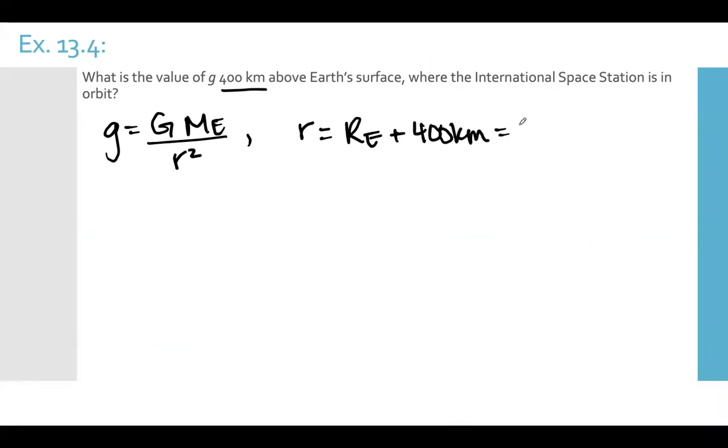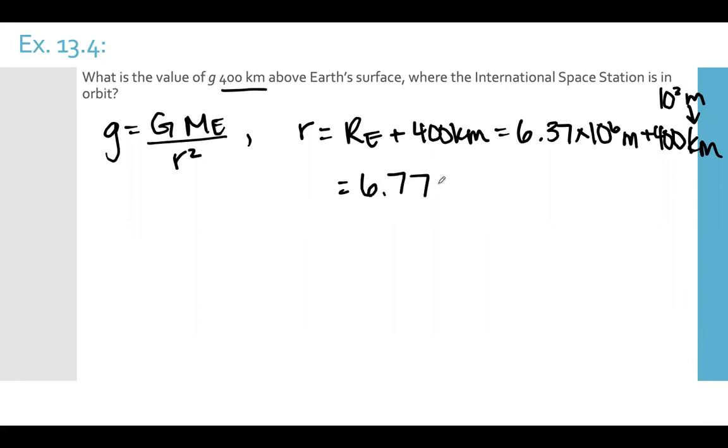The radius of Earth, remember, we found was 6.37 times 10 to the 6 meters. And then we have 400 kilometers, which, remember, kilometers is 10 to the third meters. So let's put that in. 6.37 times 10 to the 6th plus 400 times 10 to the third. So we have 6.77 times 10 to the 6 meters now. So this is going to be our radius now.